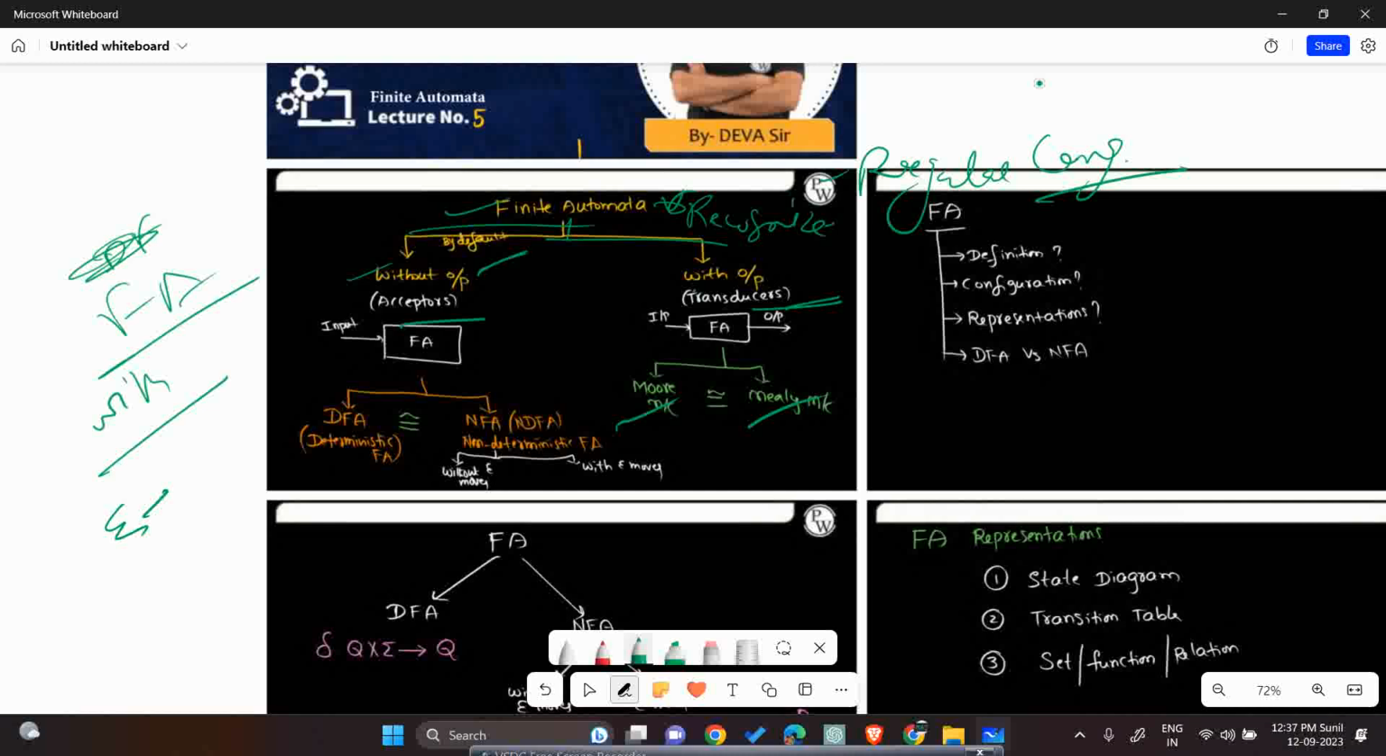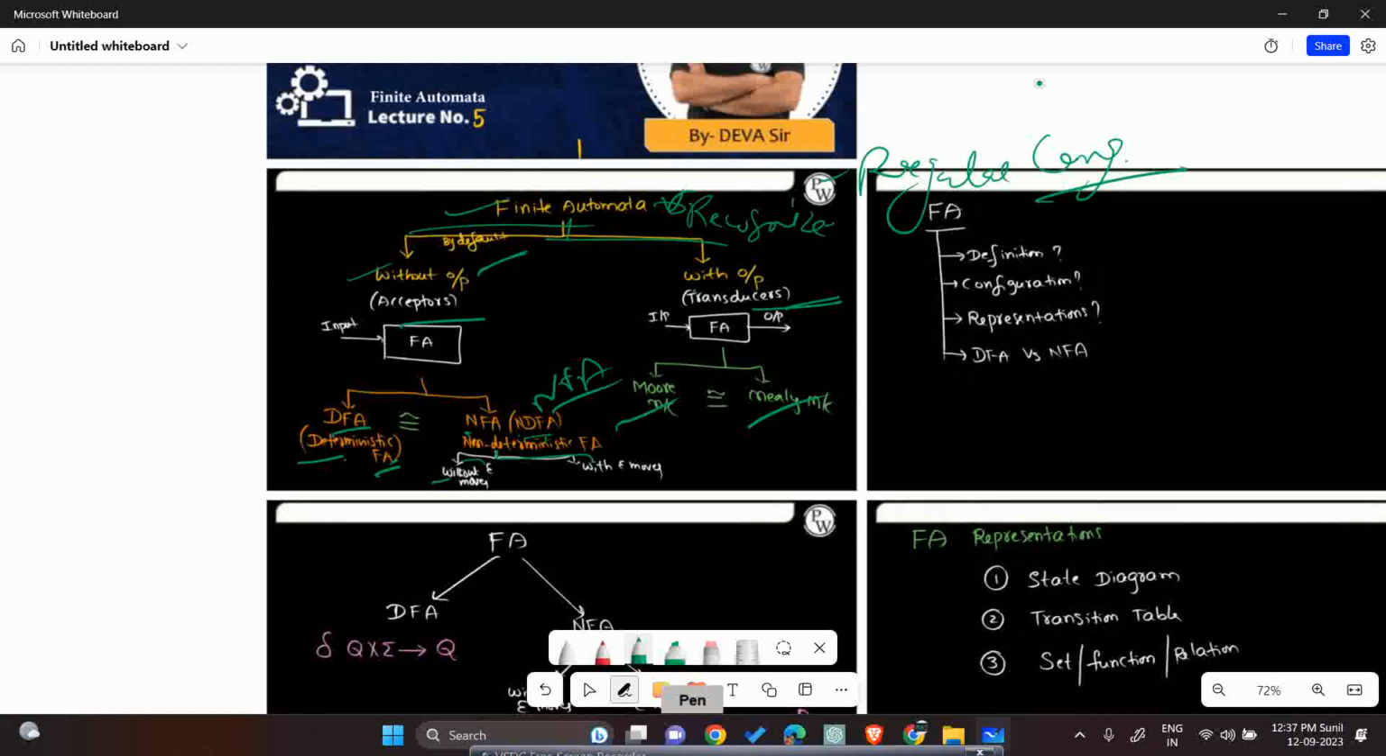So DFA, without output finite automata, is of two types. First is DFA, deterministic finite automata, right? And second is NFA, non-deterministic finite automata, NDFA or NFA we can say. NFA is also of two types. First is without epsilon, and second is with epsilon. What is epsilon? Epsilon is zero length string.